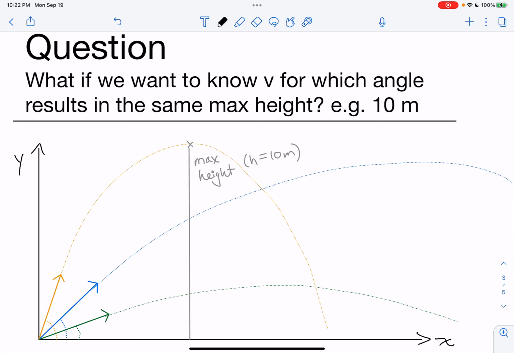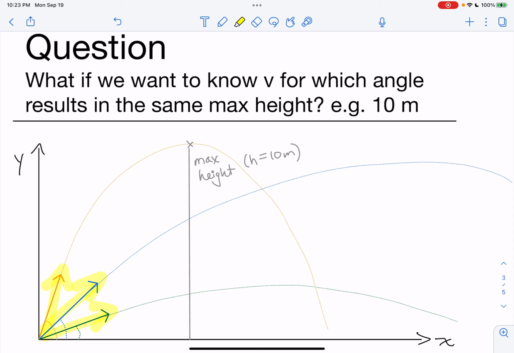So, carrying on our discussion about projectile motion, let's discuss a question: what if we want to know the launch speed for which some angle results in the same maximum height? For example, we could say 10 meters. Let's say we have three illustrative cases: an angle of 75 degrees, an angle of 45 degrees, and an angle of 30 degrees, and we're going to color code them.